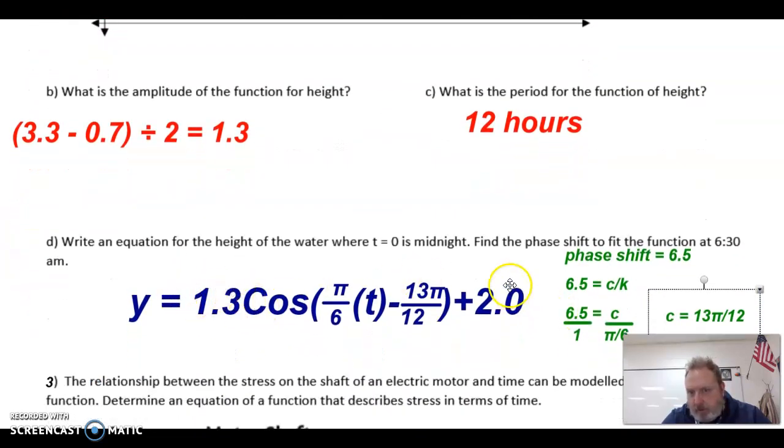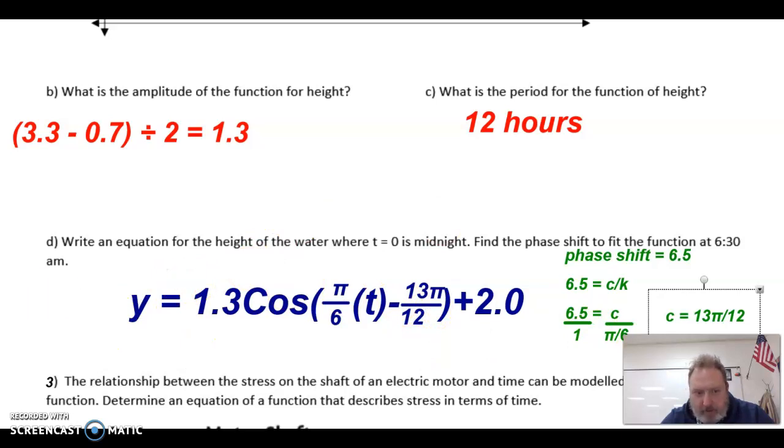We've got the amplitude of 1.3. We've got that shift of 2 because 2 was the midline of the water during the day. So again, this is the second one there with Ben and the tide on the east coast of Canada. Period was 12 hours. Amplitude was 1.3. Once we know the period's 12, we can do 2 pi divided by 12 to get our k value. Our phase shift, 6.5, is c over k. And we know k was pi over 6, so we can solve for c, and then we have our equation.